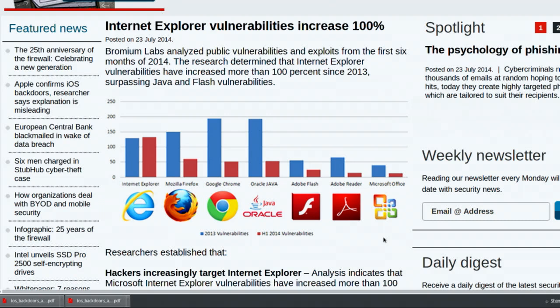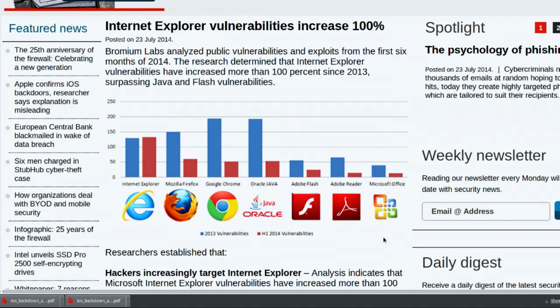Wow, Chrome is down a ton. So is Java. Look how much Java's down. And Firefox is down quite a bit as well, and Flash, and so are Reader and Office. But boy, IE. But we're only partway through the year. I don't know what dates this covers exactly.